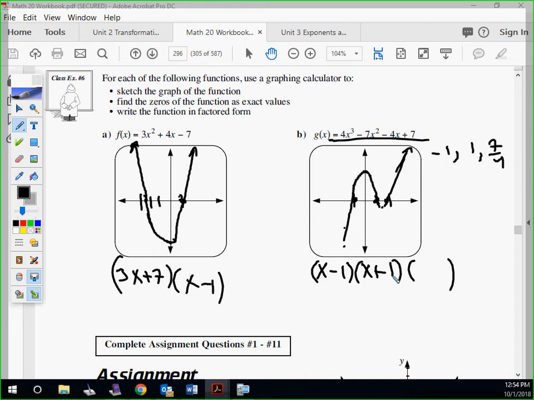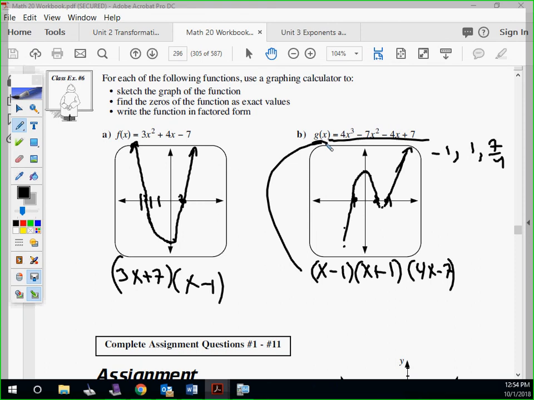What's that? Say it again. 4x minus 7? Good. That's correct. 4x minus 7. Good work. So you got the 3 zeros. That's the factors of them. Okay. So if you FOILed those 3 out, what would you get? If you FOILed those 3 out and simplified all of it, what should you get? You should get that right at the top.